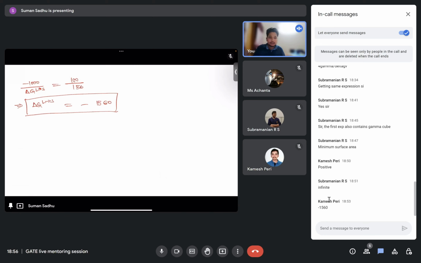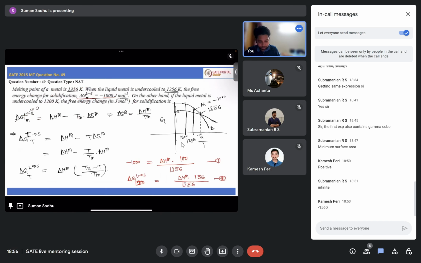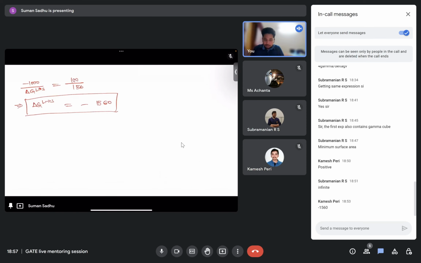So this will be your correct answer. Yes, Kamesh, you have given the correct answer. So it was a numerical answer type question, and the correct answer is minus 1560. You have to write the unit also, like joule per mole. Okay. So now I have one question.